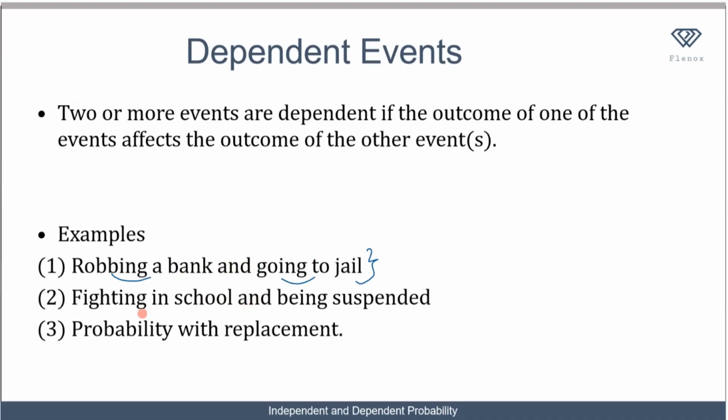Fighting in school and being suspended. If you fight in school, you have a risk of being suspended. So also, these are dependent events, because before you can be suspended, you have to fight in school. So they relate, or they depend on one another. And finally, probability without replacement. Previously we talked about probability with replacement as being an independent event, but now we will see how probability without replacement is a dependent event.